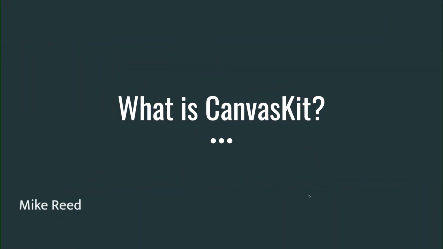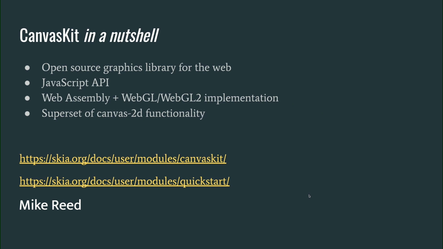To the lightning talk for CanvasKit. In a nutshell, CanvasKit is an open source graphics library for the web. It's implemented in WebAssembly, but presents a JavaScript API. And there are links below with overview information.